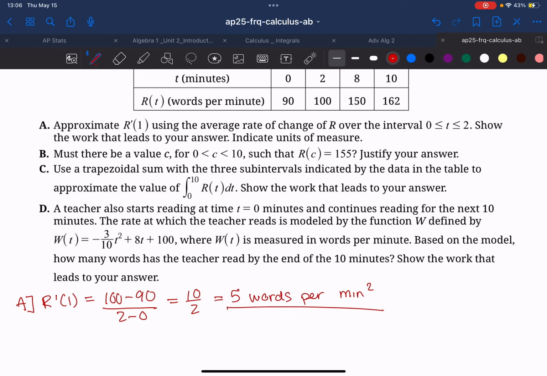Part B says, must there be a value c for 0 less than c less than 10 such that r of c is equal to 155? Justify your answer. So we're going to do part B. Okay, so first, we know that there is a derivative for r of t because we're given r prime of 1. So r of t has a derivative, r prime of t, which implies that this function is continuous.